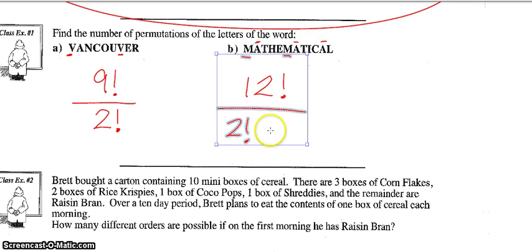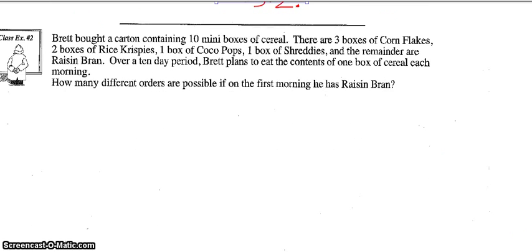So let's divide by 3 factorial. And they have two T's. Let's divide by 2 factorial. And is that all? Okay, no more repeats. That's it. So if they have 10 things to repeat, you keep writing it in the bottom. Good. Let's try another example.